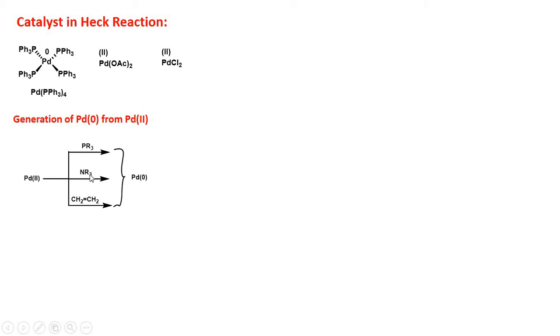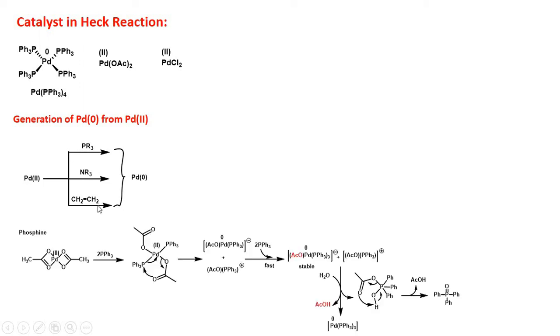Using phosphine we can convert, using alkyl amines also, and using alkenes also. If you are using phosphine, then you have to take phosphine in excess amount, which will react with the palladium acetate. It will cleave the two palladium oxygen bonds and form a new palladium phosphorus bond, which undergoes rearrangement, and the negative charge will come on the palladium to give this anionic complex, and this will be the cationic compound.